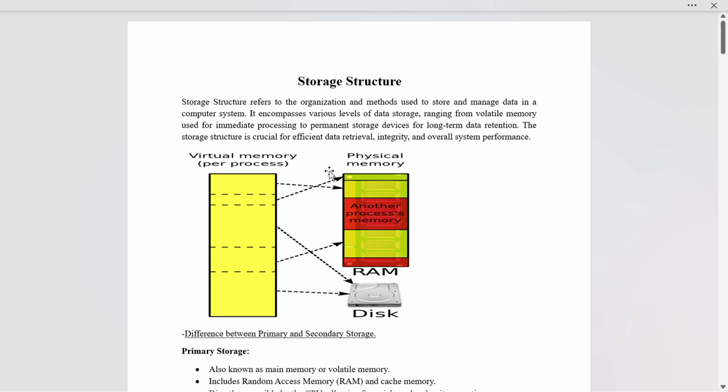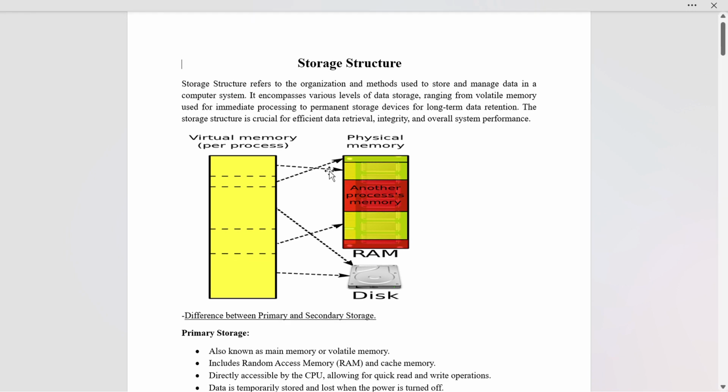Hello everyone, in this video we'll discuss the storage structure. Storage structure refers to the organization and the method used to store and manage data in a computer system. It encompasses various levels of data storage, ranging from volatile memory used for immediate processing to permanent storage devices for long-term data retention. The storage structure is crucial for efficient data retrieval, integrity, and overall system performance.